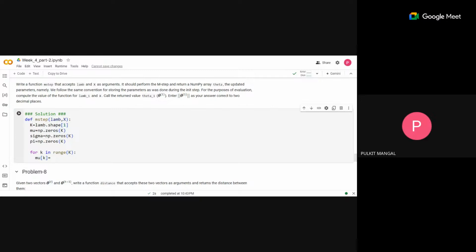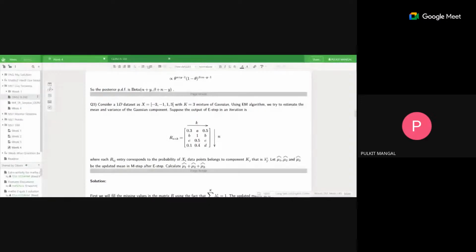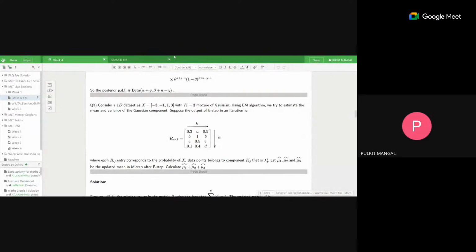Okay, now I want you to focus again on, let's get back to this matrix. This is a lambda matrix, and suppose this is your data matrix. So if you want to update the mu1, what you will take? You will take the first column of the matrix, right, and multiply it with the data matrix, and divide by the summation of the entries that are there in the first column.